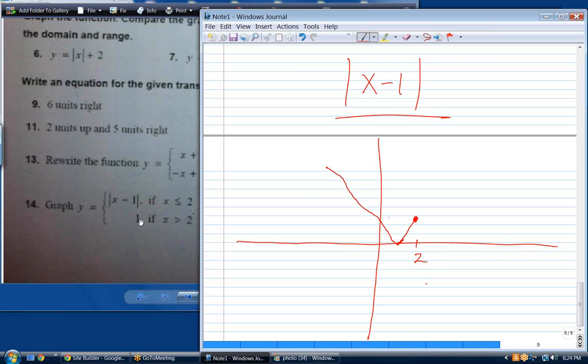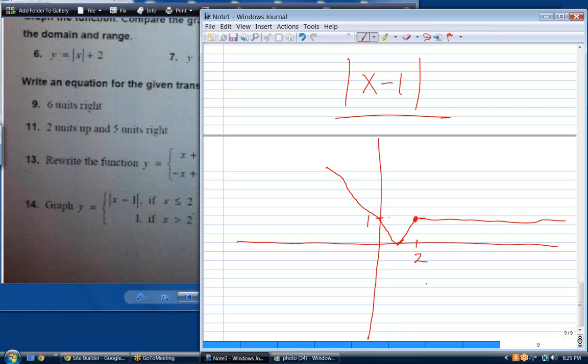Now, the bottom part says that y is equal to 1 whenever x is greater than 2. How do I plot y equals 1? At 1? It's the horizontal line y equals 1. Okay, and that horizontal line looks like this, connecting. Oh, okay, and that point right there is 1 on the y-axis.